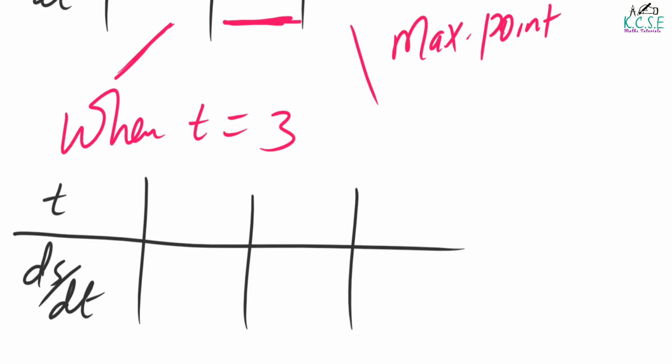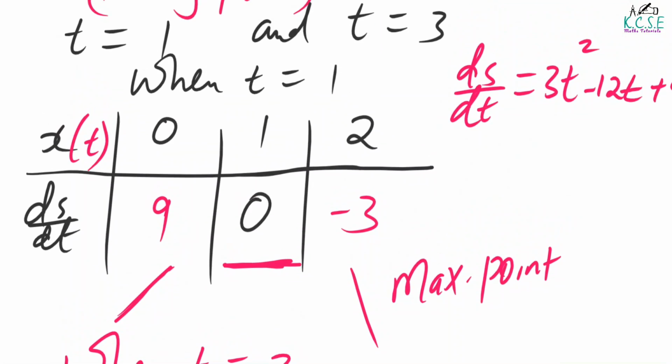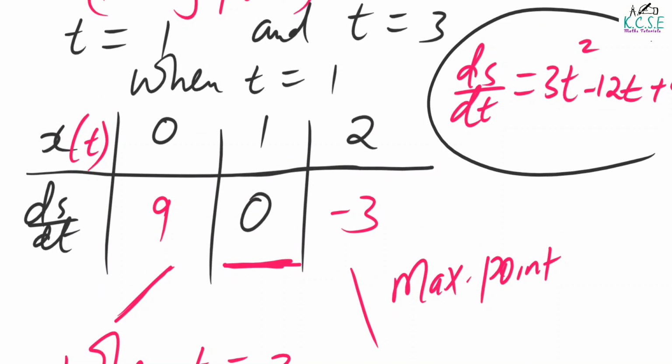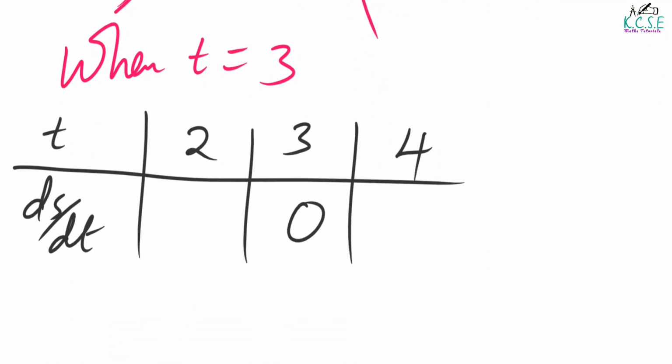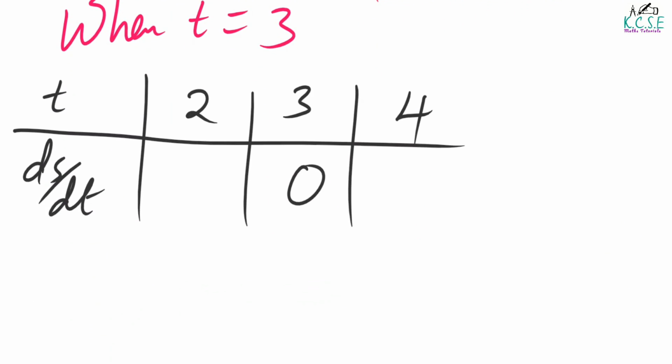So we just pick a value. This is 3, at that point it is 0. We pick a value to the right of 3, we can pick 4, and one to the left, which is 2. So when you get the gradient, and the gradient function is here, this is what you're using. When t is equal to 2, then this will be negative 3, and when t is equal to 4, it will be 9. So when you sketch this kind of a curve, this is how it looks.